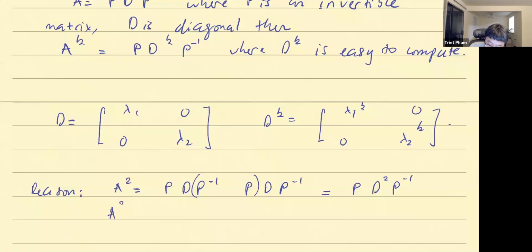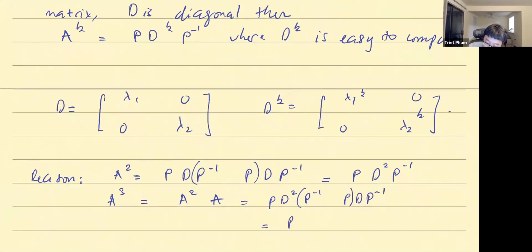Because, for example, next is A cubed. A cubed is exactly A squared times A. Well, what's A squared? We just got A squared is P D squared P inverse, and then A is P D P inverse. Again, these two guys group up to cancel, giving you P D cubed P inverse, so on and so forth.